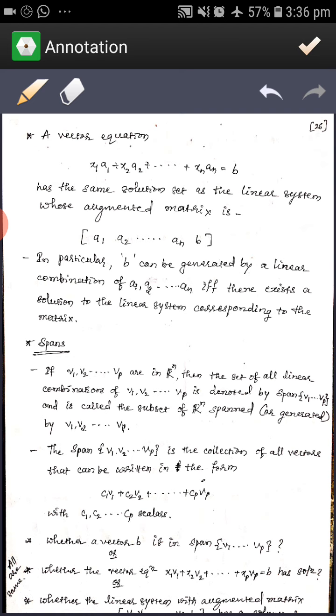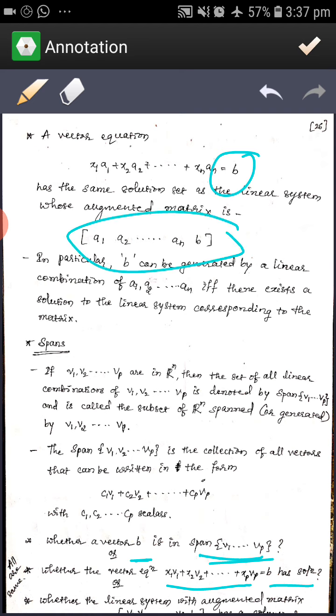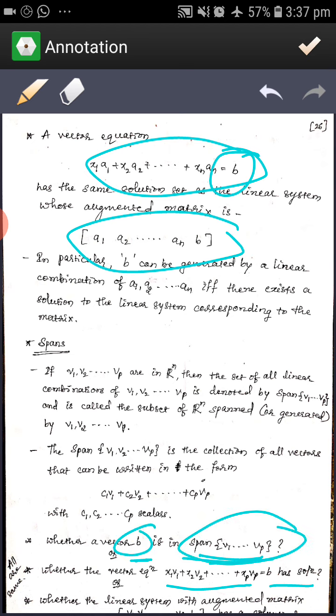Whether a vector b is in the span of v1 to vp, the problem is the same. We can also ask it like this: whether the vector equation x1 v1 + x2 v2 = b has a solution, or whether the linear system with augmented matrix [v1 v2 b] has a solution.